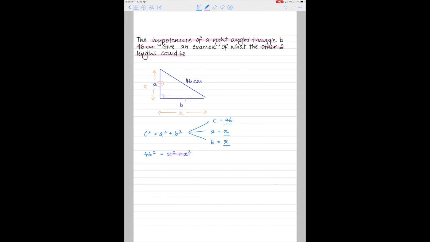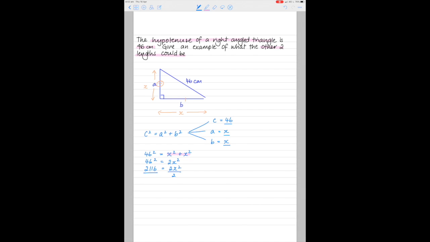Given that X squared plus X squared are like terms, we can add them together to get 2X squared, because we've got 1X squared plus 1X squared. So that gives us 2X squared. And then we get 46 squared. So using your calculator, we'll find that 46 squared is 2,116, and that equals 2X squared.